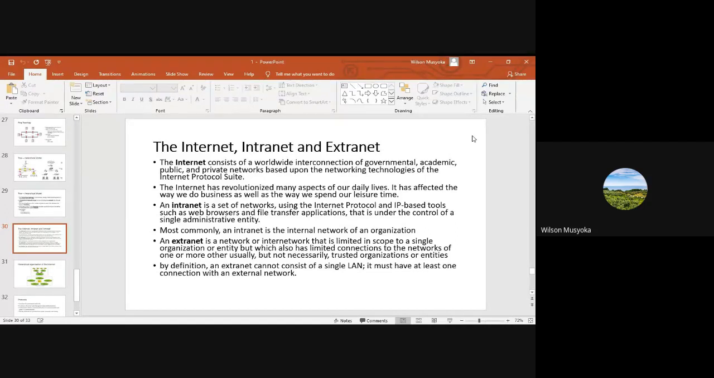It cannot be accessed outside the institution or the protocols enabling the access of that network. The difference between it and an extranet is that an extranet is also limited to a single organization, but it has limited connections to the networks of one or more other organizations. So you could have two private networks.